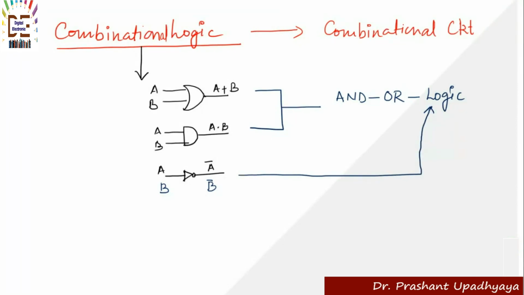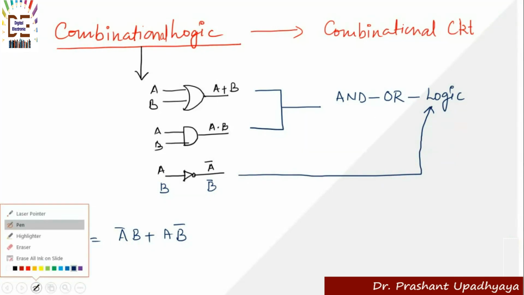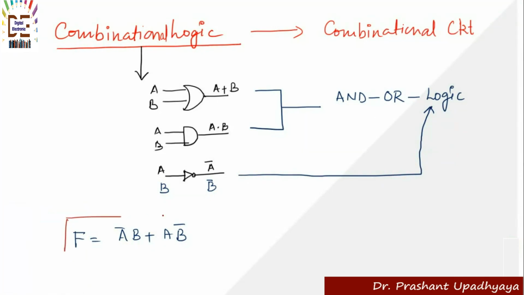So you are seeing that if we have some expression, let's say F equal to A bar B plus A B bar, we have got the OR gate, the AND gate, and the NOT gate also. Is this clear? Till here you can see that this function which I have written right now can be represented as a combinational logic of these gates.